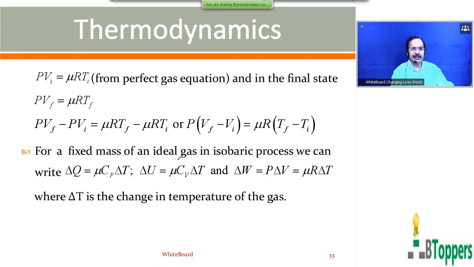For a fixed mass of an ideal gas in an isobaric process, we can write delta Q equal nu Cp delta T, with capital C subscript capital P representing the molar specific heat of the gas at constant pressure, and delta T the change in the temperature of the gas. And delta U in any process can be written, for a fixed mass of gas, as nu Cv delta T, with capital C subscript capital V the molar specific heat of the gas at constant volume. And delta W, that is work done by the gas, you can write as P delta V or nu R delta T in the isobaric process, with delta T the change in the temperature of the gas. Those who are writing the notes, please take a pause and finish writing the notes.